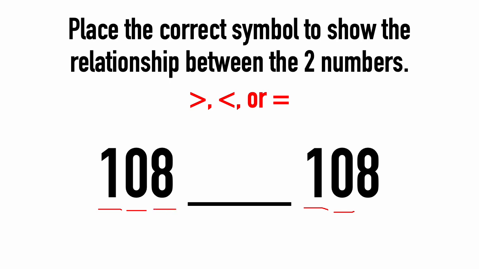We have an 8 in the ones place on this side and an 8 in the ones place on this side. All of the digits in both numbers are the exact same and are in the exact same place value as one another. So we know that these numbers are equal to each other. So we would read this number sentence as 108 is equal to 108.